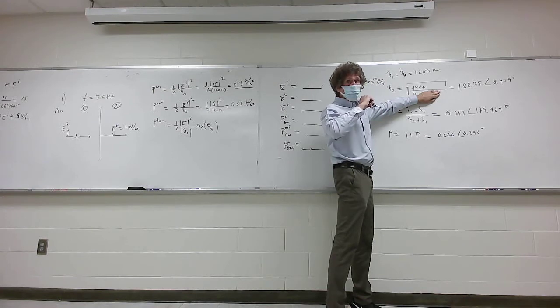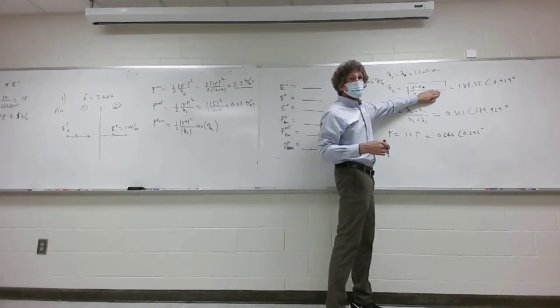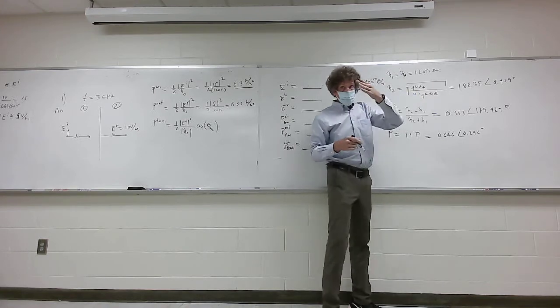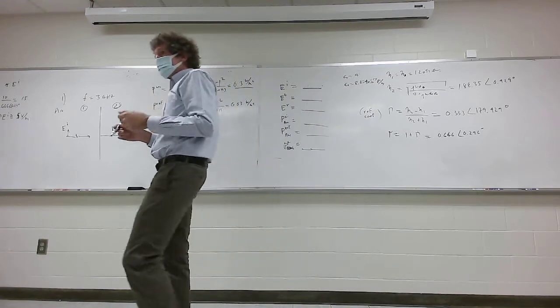Right? Or e to the j pi over 2 radians. The square root of that is e to the j 45 degrees. So the greatest possible angle, the largest it could have, is going to be 45 degrees. You got that? Just remember this, because it'll come back to bite you if you don't.